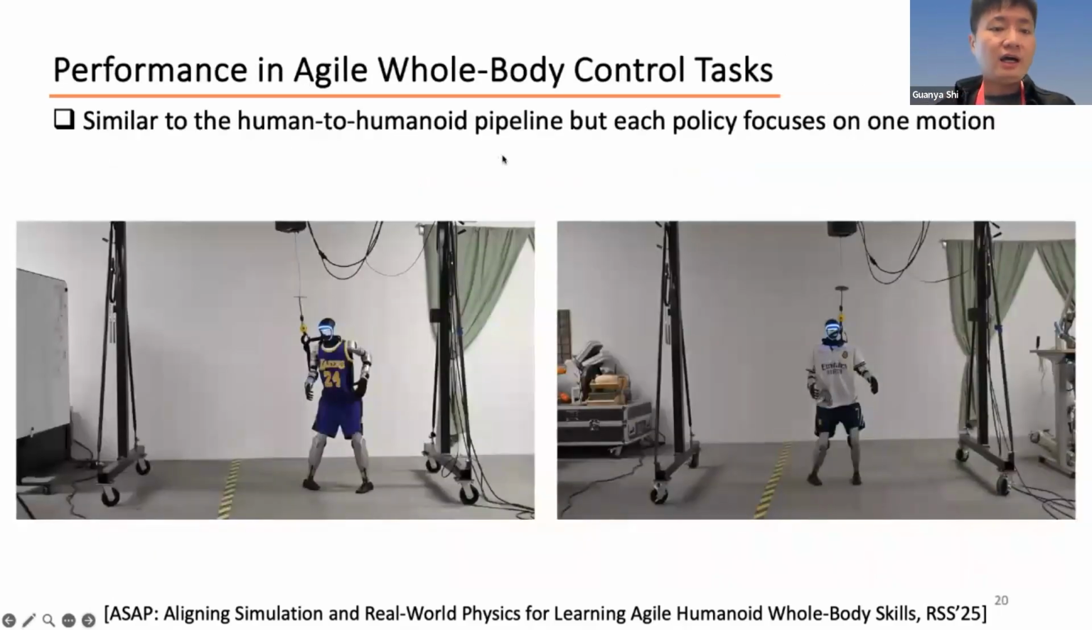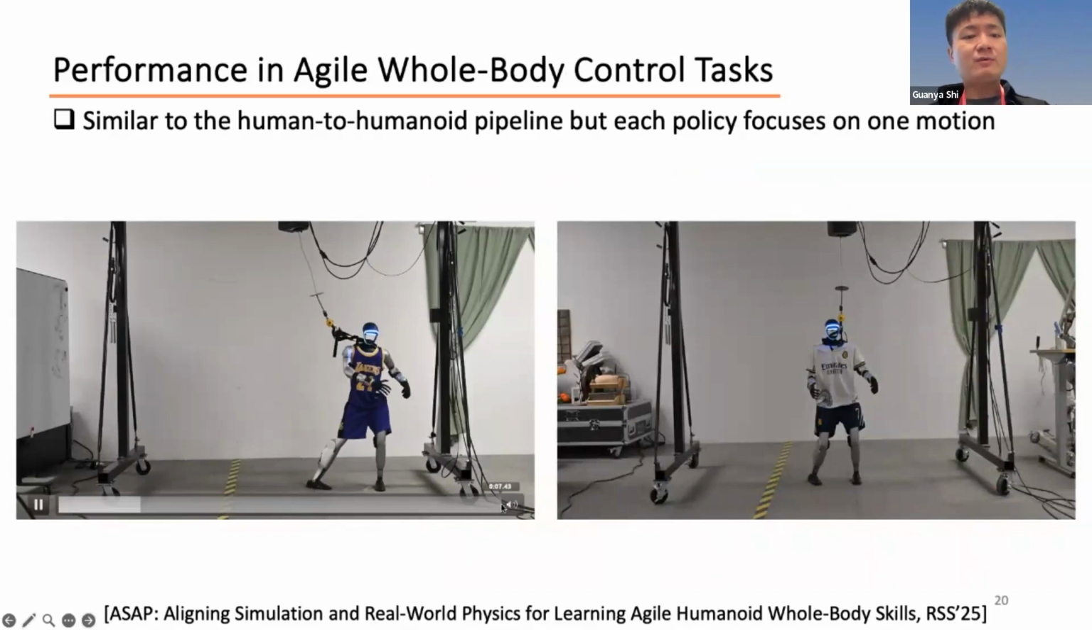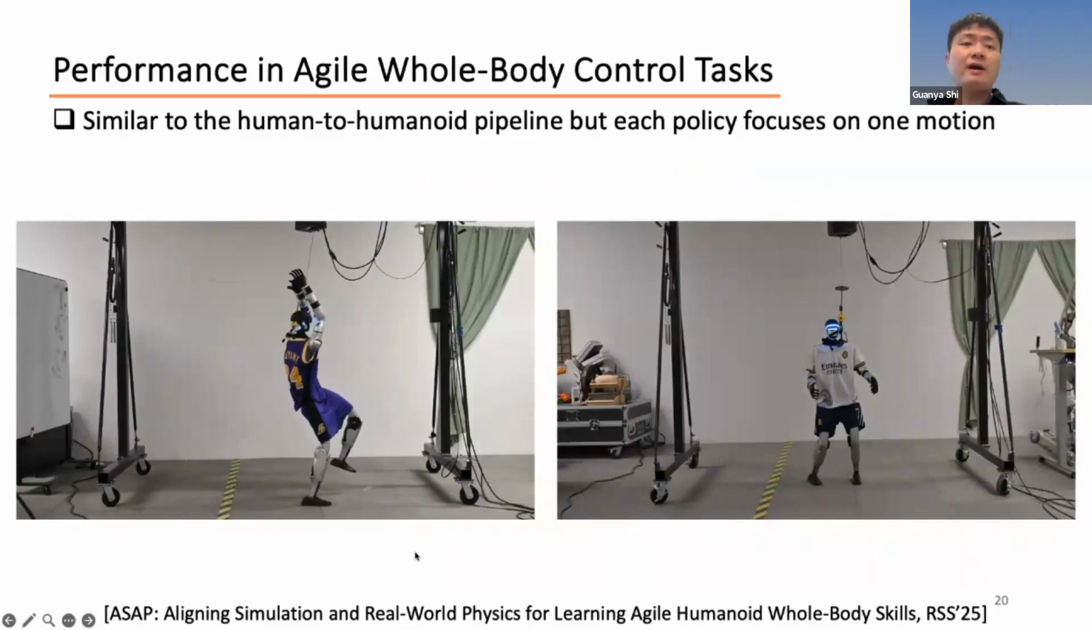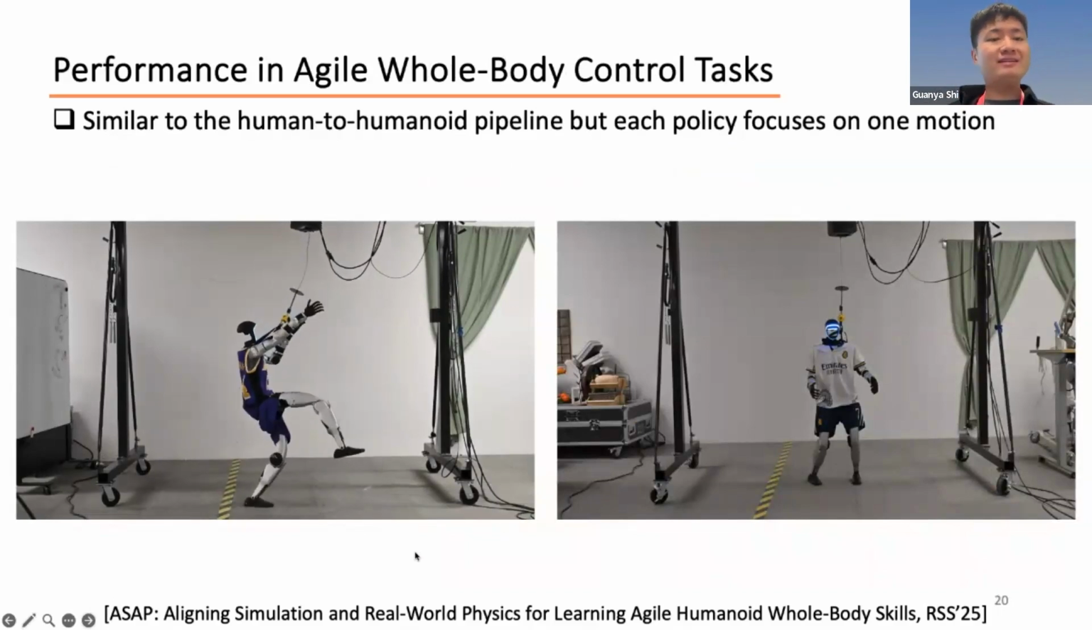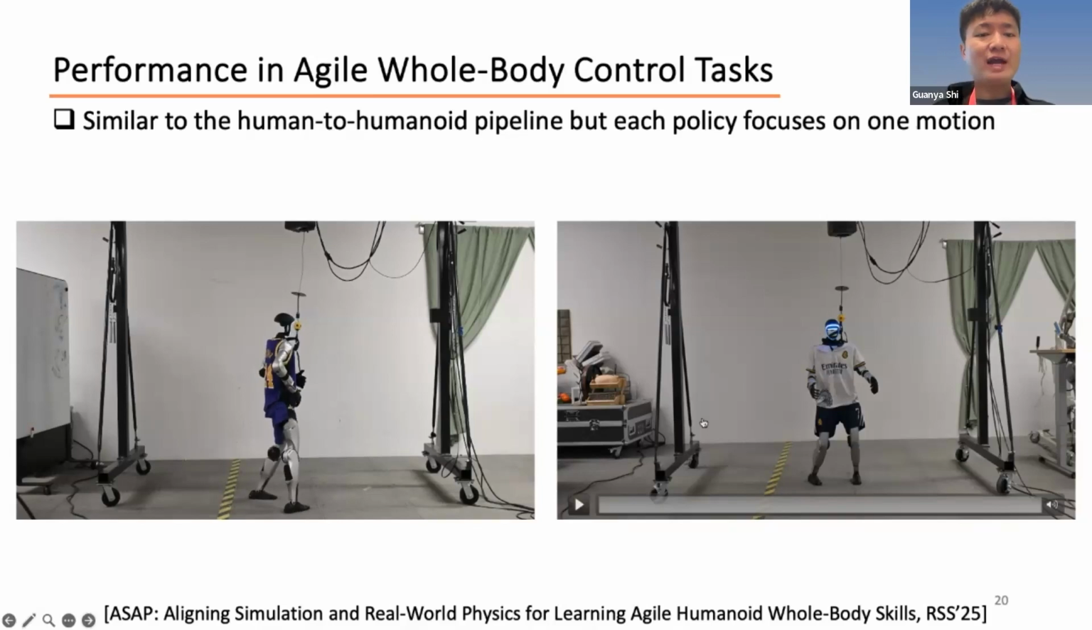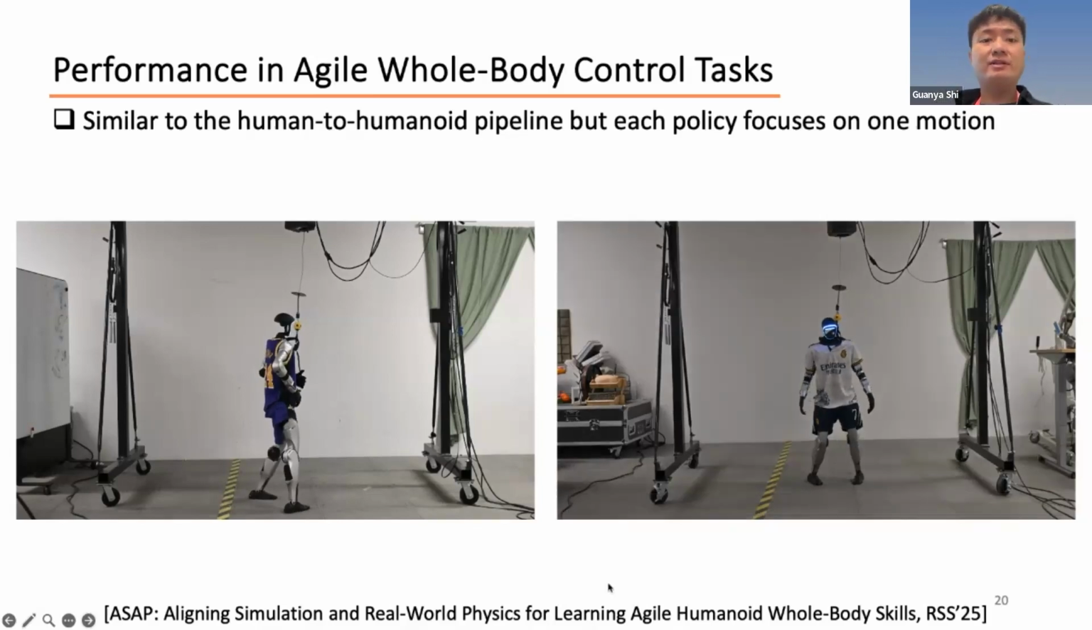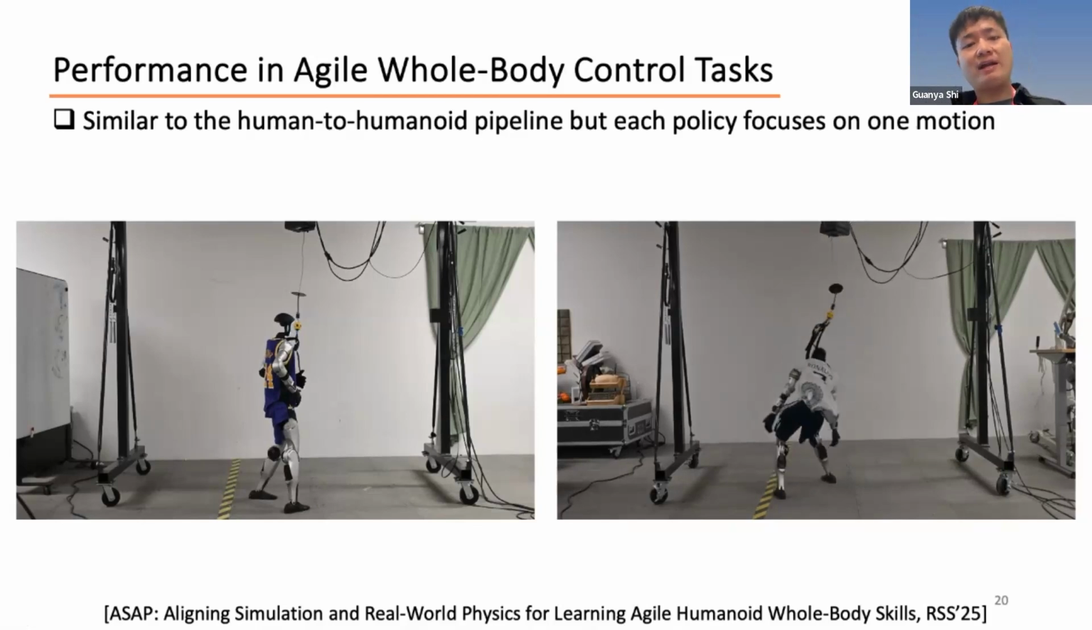Okay. And this framework works for very agile whole-body human motions like this Kobe Bryant fadeaway jumper. We actually slowed down the video. It's not real time. We slowed it down to make it just look better. And this is a jump and 180 turn.